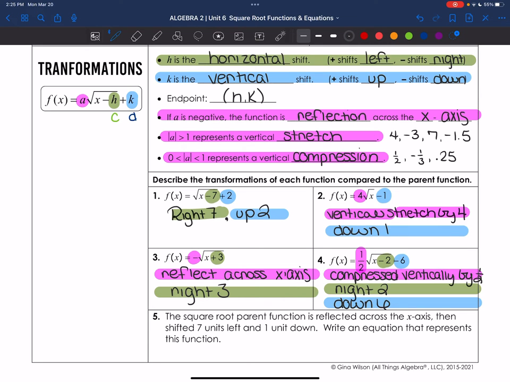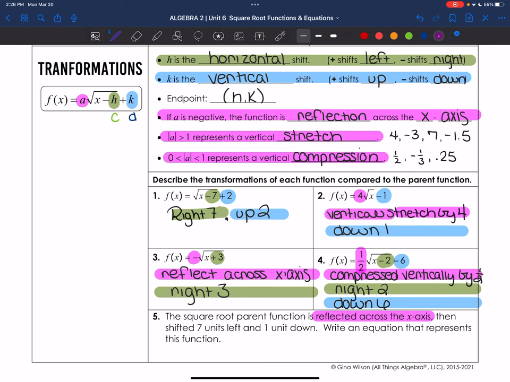So to wrap it up here, I want to ask something a little bit differently. What if instead of given the function equation, we're given the description? And we're going to actually, like it says, write the equation. Let's begin to interpret this. Our square root parent function is reflected across the x-axis. Which color did we use for that? Reflected across the x-axis? That, ladies and gentlemen, is going to be because our a value is negative.